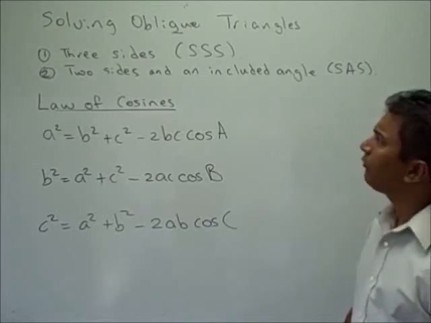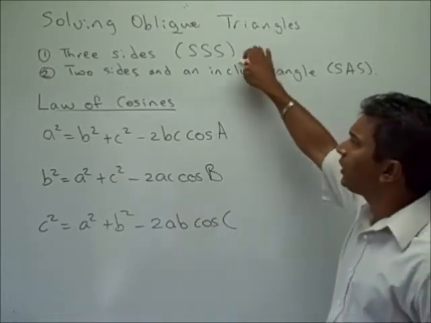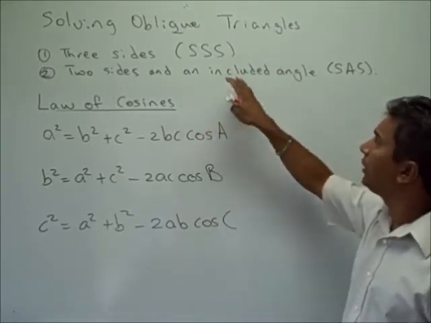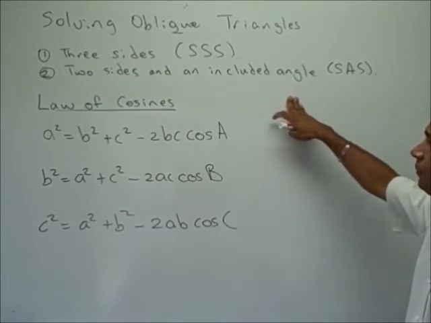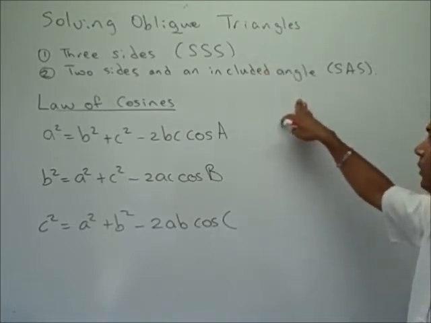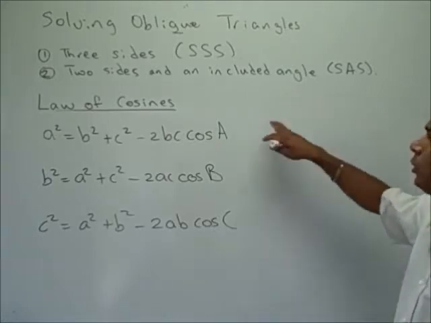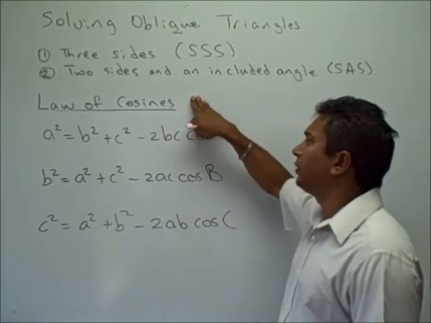So here we're looking at further solving oblique triangles. This time we're given three sides, or two sides and an included angle. Now when we're given three sides or two sides and an included angle, our sine rule will not initially work. So we use the law of cosines instead.